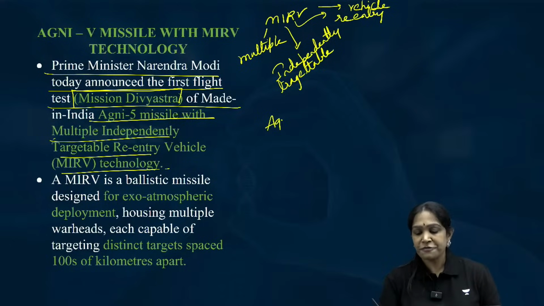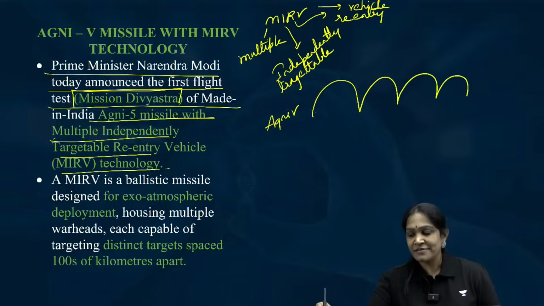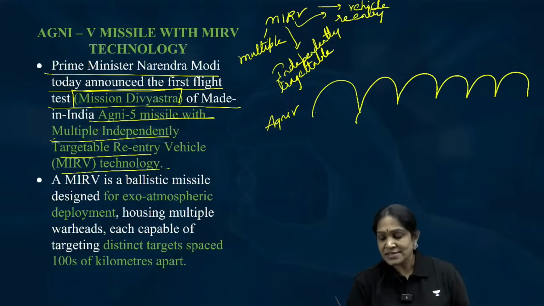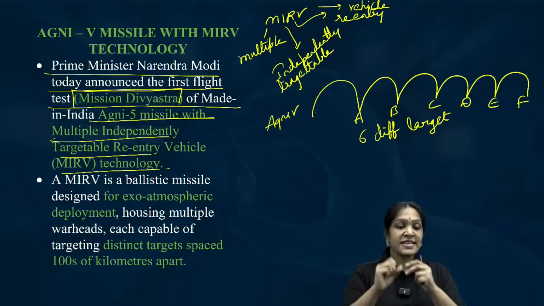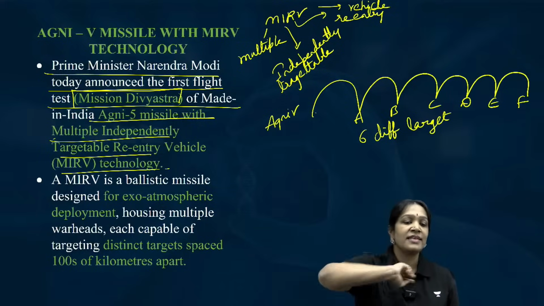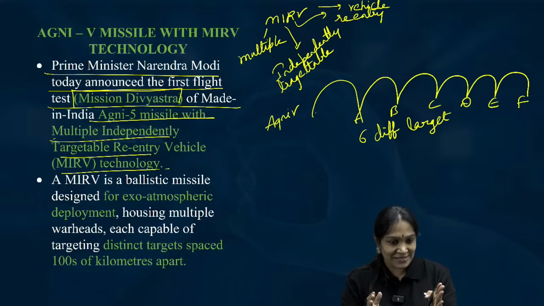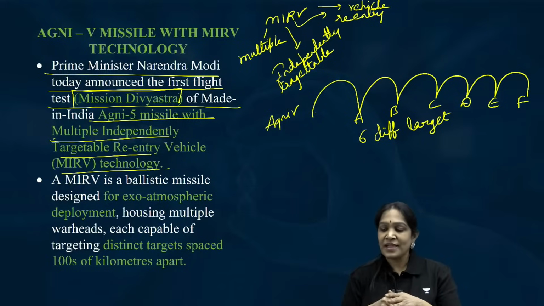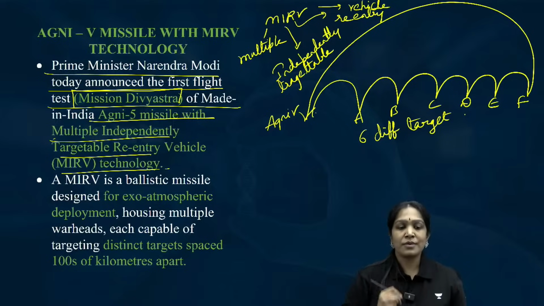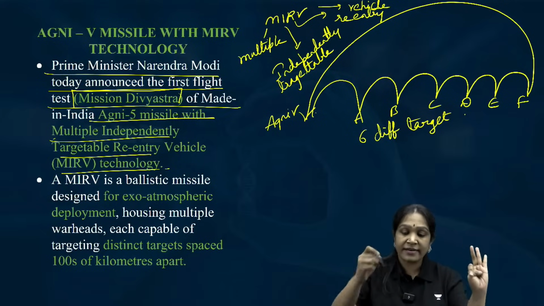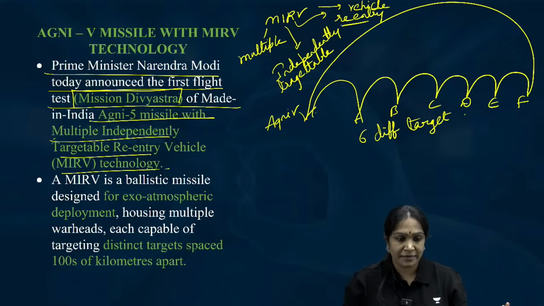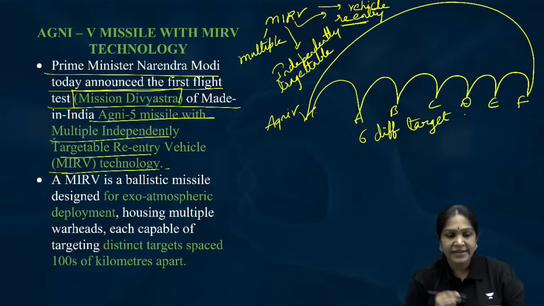If you launch Agni 5 here, it will go 1, 2, 3, 4, 5, 6. What are they? A, B, C, D, E, F, 5 or 6 different targets. Is it clear? It means I have 6 enemies. Hit all the 6 enemies one by one and then come back to the original place. Multiple, independently targetable, plus re-entry vehicle. Don't forget the re-entry vehicle. So this is called MIRV technology.